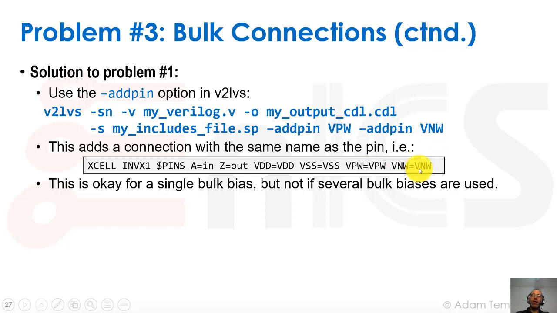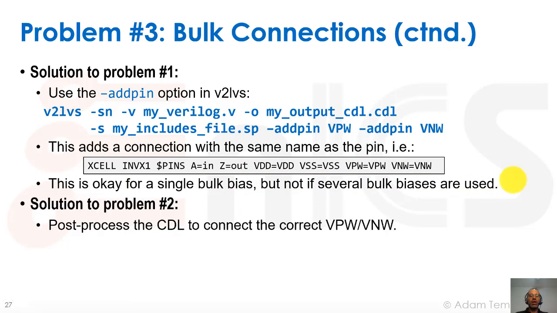And so we have to connect VNW to VDD2 at a higher level inside the SPICE netlist, and that's something we're going to have to somehow take care of. Not necessarily easily. We might have to do it with post-processing. So this is a solution, but it is not the best solution. It may be okay for a single bulk bias, not if several bulk biases are used. It really can give you trouble.